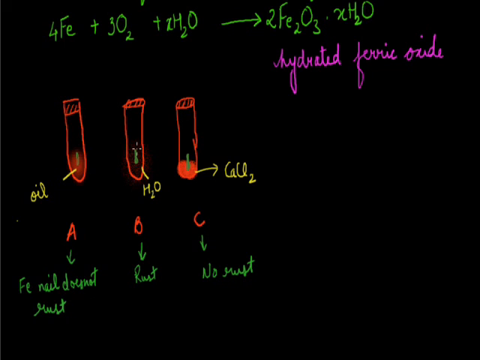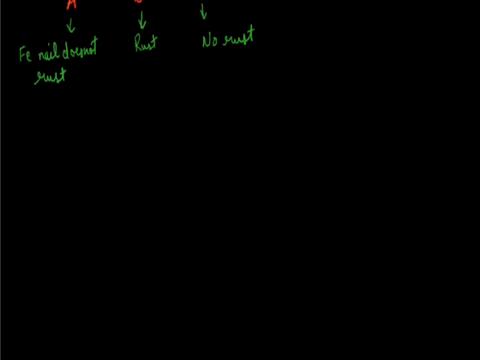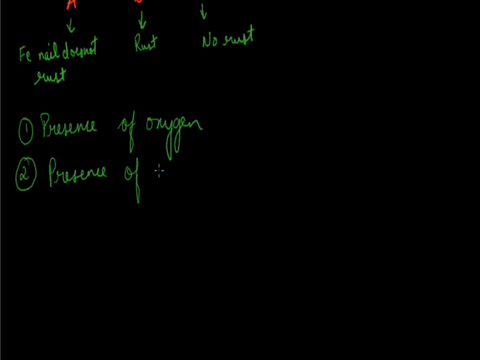In the second case, we see oxygen and water both are there, and in the third case, only oxygen is there, water is not there. That time also no rust is found. So this is just a simple experiment to show the conditions required for rusting. The necessary conditions for rusting are presence of oxygen and presence of moisture. Without this, rusting does not occur.